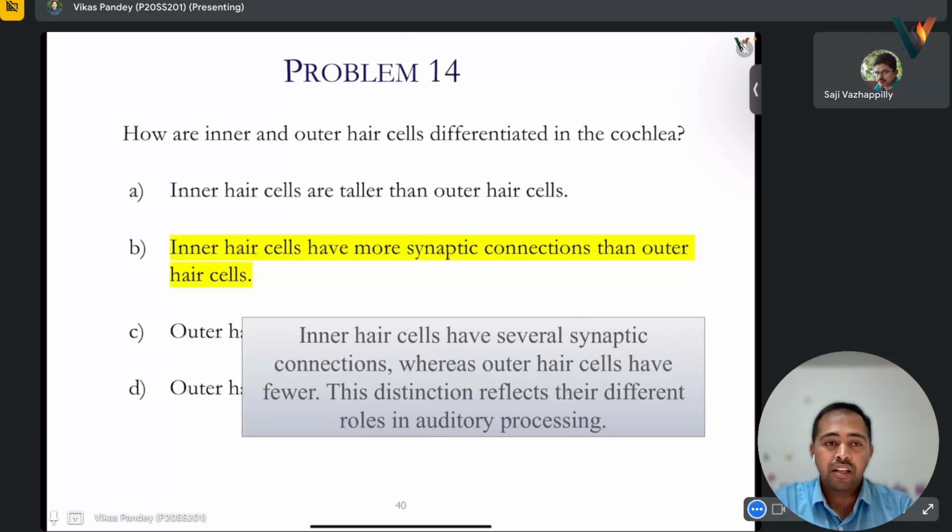The inner hair cells will have more synaptic connections. As we have discussed, the inner hair cells are responsible for the neural transmission part. Outer hair cells are more about vibrating and converting. That is why outer hair cells are more into conversion or transduction, and the inner hair cells are more about neural transmission, transmitting these signals towards the brain.